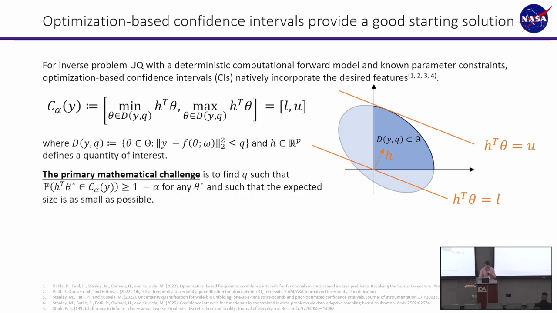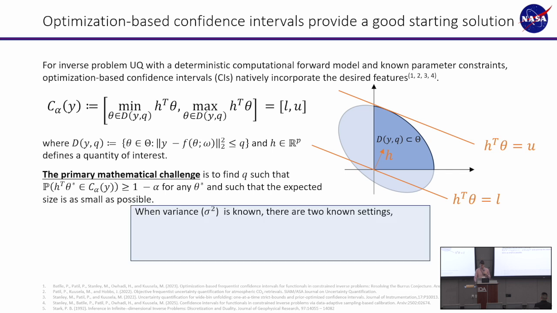But the challenge is how we set some elements of that constraint set ahead of time such that the interval we get out results with a coverage guarantee. And this is the important part statistically.